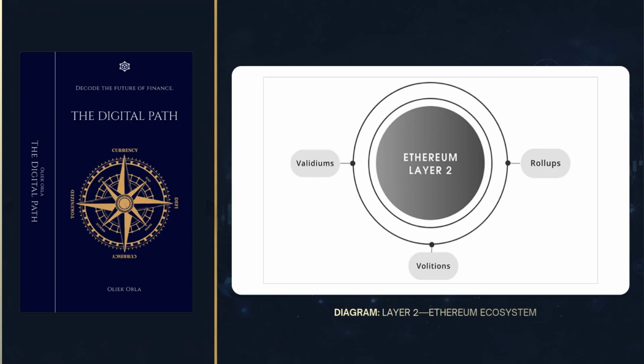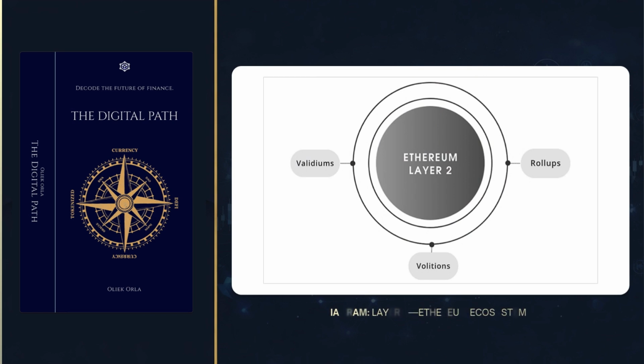This approach enables a dynamic balance between security and scalability, depending on the specific use case. Thanks to these solutions, Ethereum is gradually evolving from a network with limited throughput into a universal platform capable of serving millions of users. Layer 2 makes large-scale adoption of decentralized applications possible while preserving the core principles of security, openness, and decentralization that define the entire ecosystem.